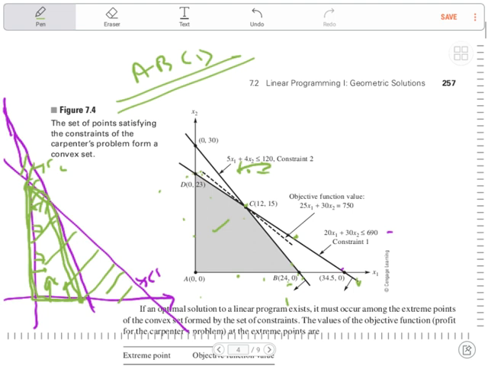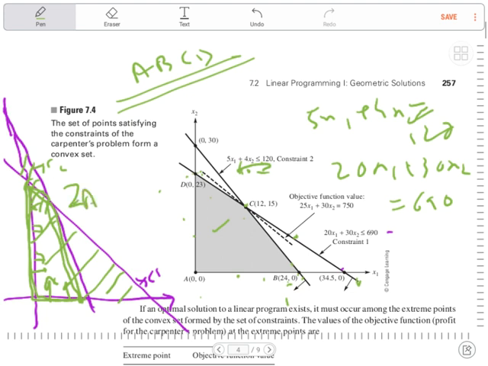And for this one, you have to just solve the equation 5x1 plus 4x2 equals 120, and this one 20x1 plus 30x2 equals 690. Once you solve these two, you will get this point C. Okay. So once we are done with it, then what we will do? Say Z is my objective function, I will find out ZA, ZB, ZC, ZD. Then I will compare. The extreme points I will consider, and then I am just comparing.